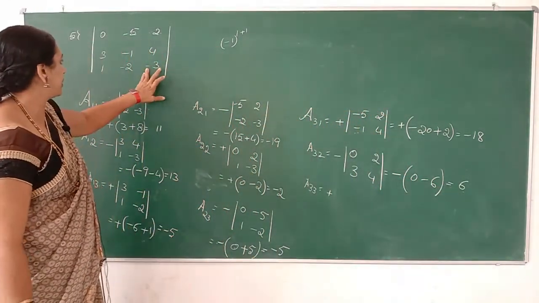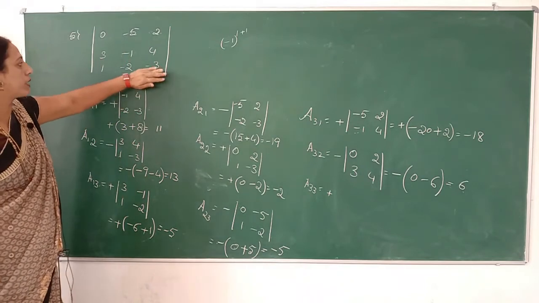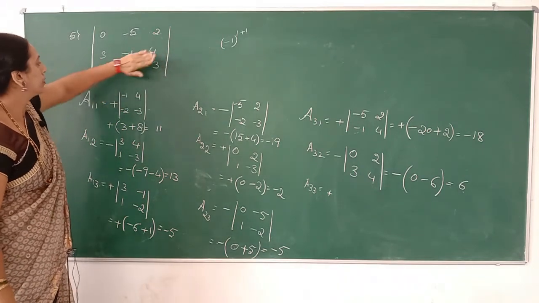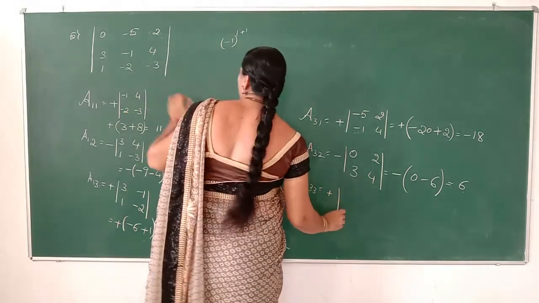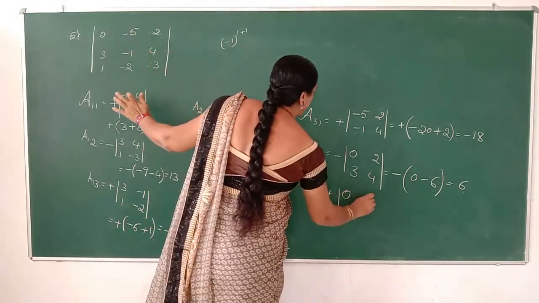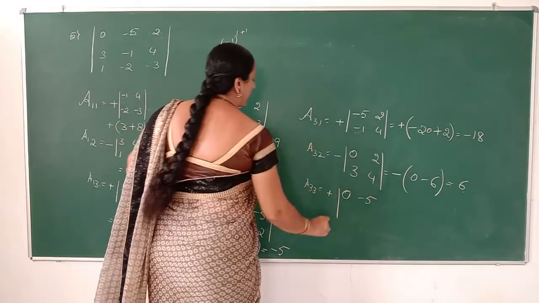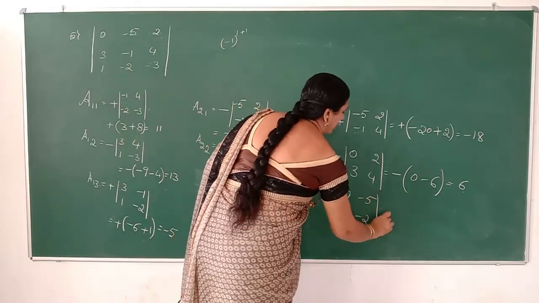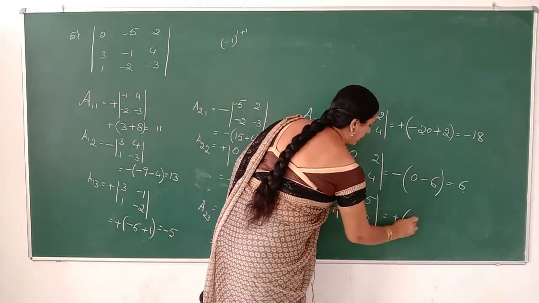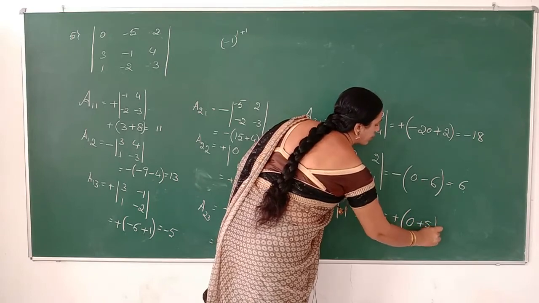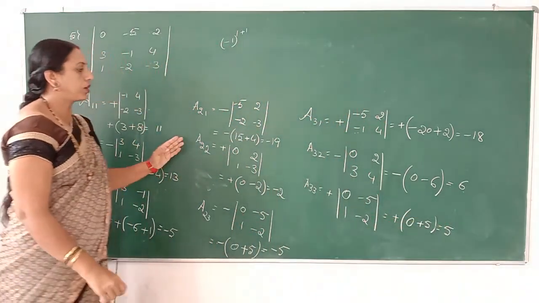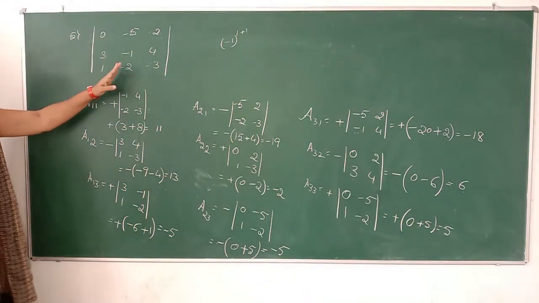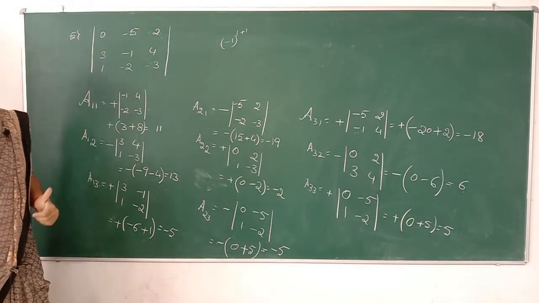And the last element is minus 3. Minus 3 is an element of third row, third column, and these get neglected, and the remainings are 0, minus 5, 1, minus 2. That is plus of 0 minus of minus 5, it will be equal to plus 5. So these will be called the cofactors of the given 3 cross 3 determinant.